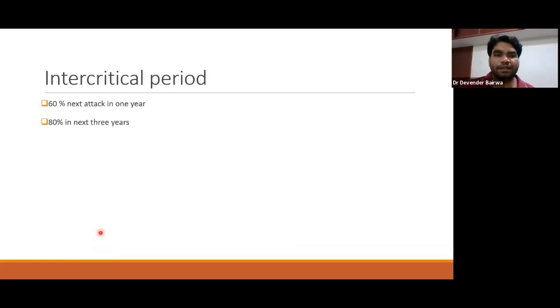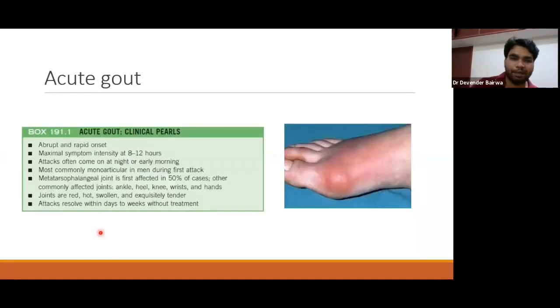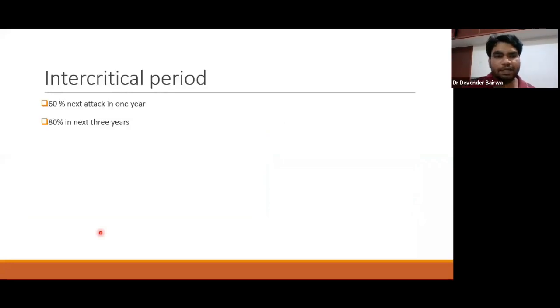Then we have the intercritical period. So what can happen? There can be repeated acute gout attacks, and then there can be an intercritical period. The intercritical period can be of variable length, but generally, if somebody has had one attack, there is a 60% probability that the next attack will occur within 1 year, and 80% of people who have a first acute gout attack, if not on treatment, tend to have the next attack within 3 years. So this is the intercritical period.